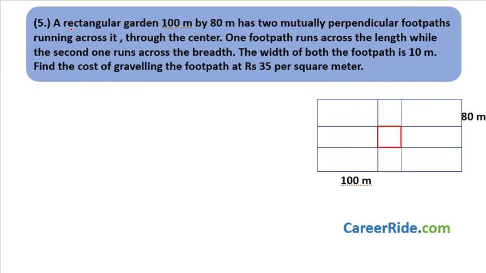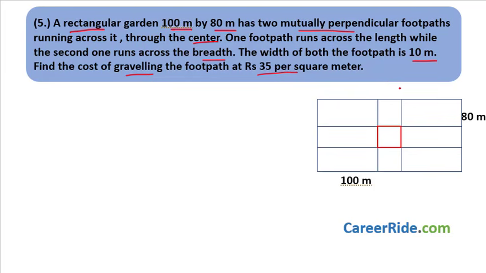Okay, now the question number 5 here is, a rectangular garden 100 meter by 80 meter has two mutually perpendicular footpaths running across it through the center. One footpath runs across the length while the second one runs across the breadth. The width of both the footpaths is 10 meters. Find the cost of graveling the footpath at the rate of 35 rupees per square meter.